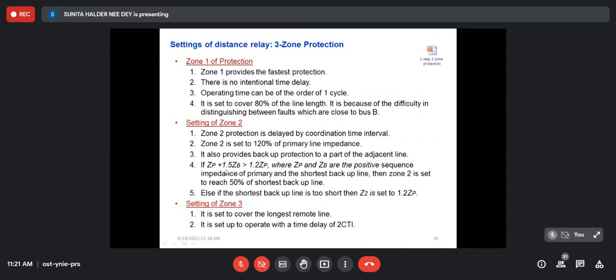And how will the line be selected? If ZP plus 1.5 ZB is greater than 1.2, where ZP and ZB are the positive sequence impedances of the primary line and the shortest backup line, then the zone 2 set will be at 50%, otherwise less, right? In that way.